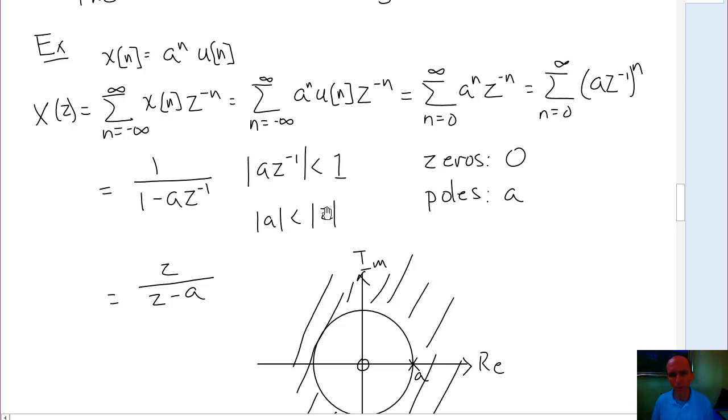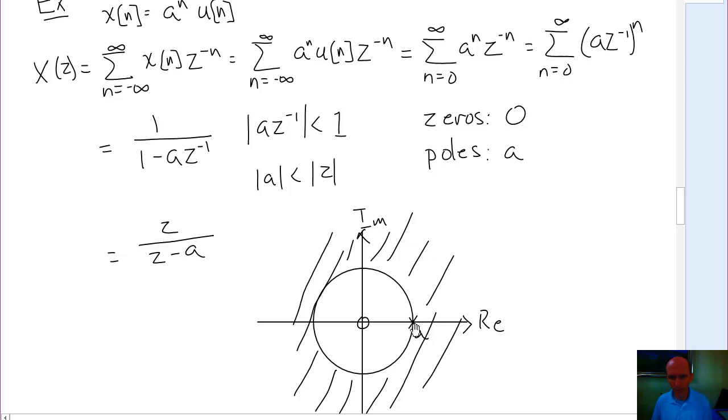And so solving for z, we see that the magnitude of z has to be greater than the magnitude of a. And we could write it like this. And again, the zero is going to be equal to 0, and the pole is going to be z equal to a. Writing this out, we don't know what a is, but assuming a is a positive real number, let me put the pole here and the zero here. And then everything outside of the circle of radius magnitude a is going to be our region of convergence.